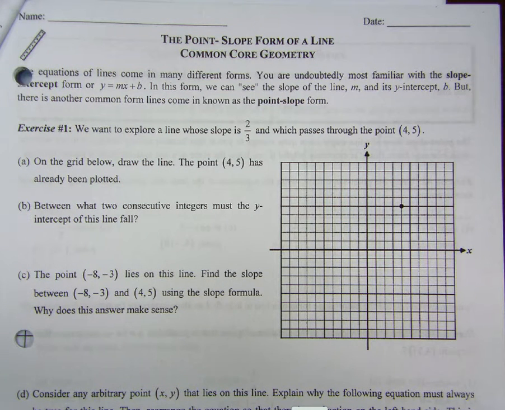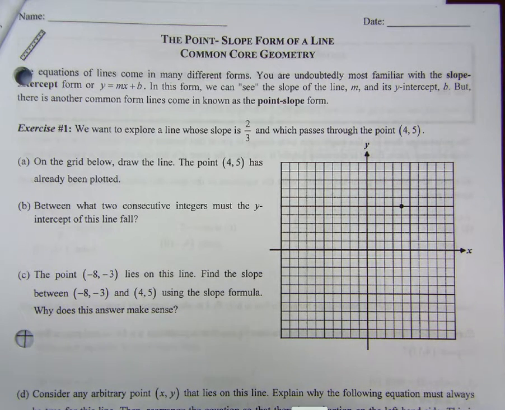For the next lesson in our coordinate geometry section, we're going to take a look at the point-slope form of a line. Basically, the equations of lines come in many different forms. You know slope-intercept form already, which is y equals mx plus b. In that form, you can see the slope and you can see the y-intercept. But there's another common form that we need to take a look at, which you probably saw back in algebra, and that's point-slope form.